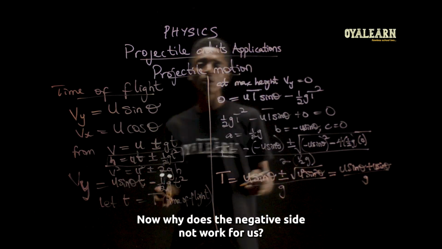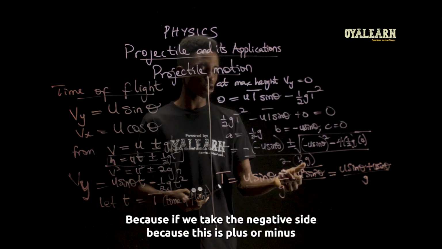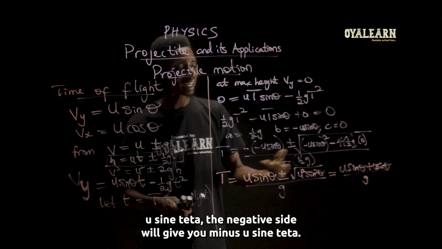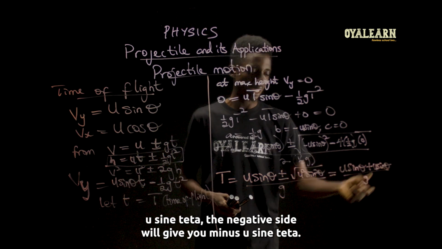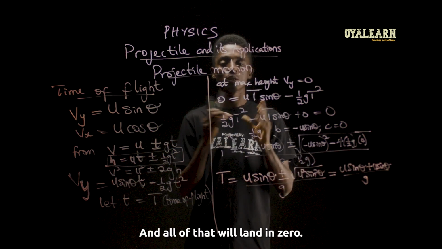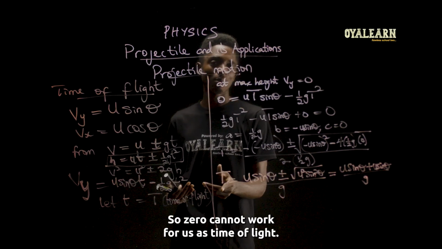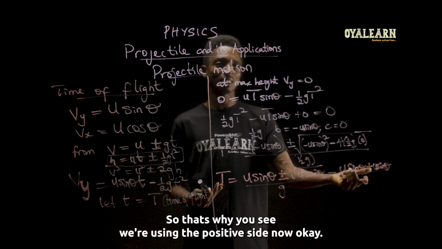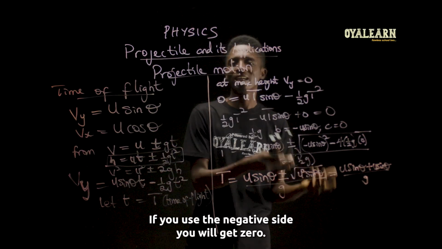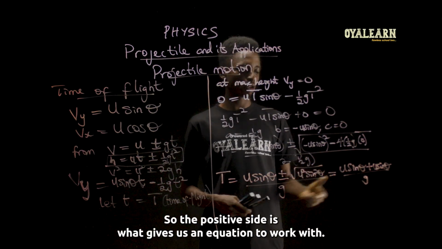g. Now, why does the negative side not work for us? Because if we take the negative side, because this is plus or minus u sine theta, the negative side will give you minus u sine theta. Now, u sine theta minus u sine theta will give you 0. And all of that will land in 0. So 0 cannot work for us as time of flight. So that is why you see we are using the positive side now. Okay? If you use the negative side, you will get 0. So the positive side is what gives us an equation to work with.